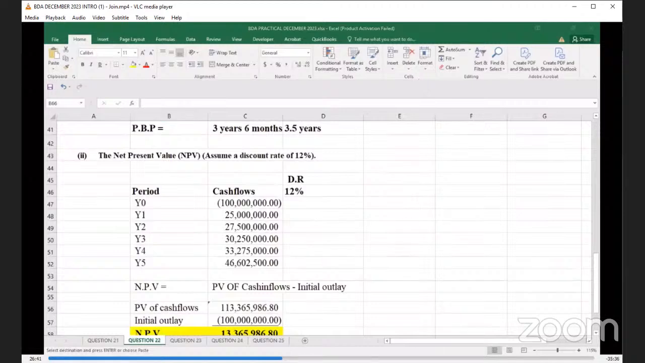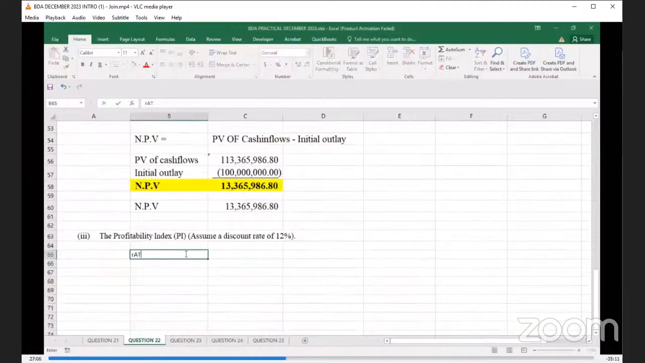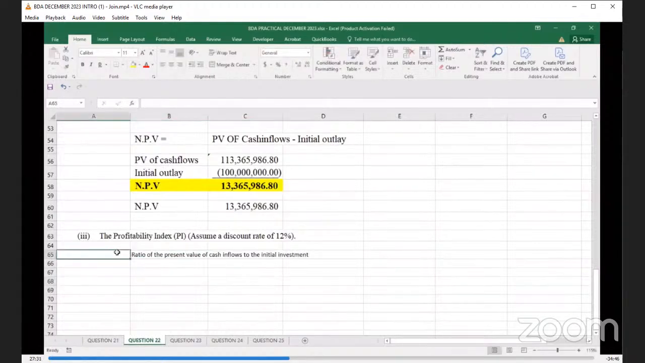It is important to note that whenever we are asked for the profitability index, we just want to look at the ratio of the present value of cash inflows to our initial investment. This is what we are looking at: the ratio of the present value of cash inflows to the initial investment. This is what will give us our PI.